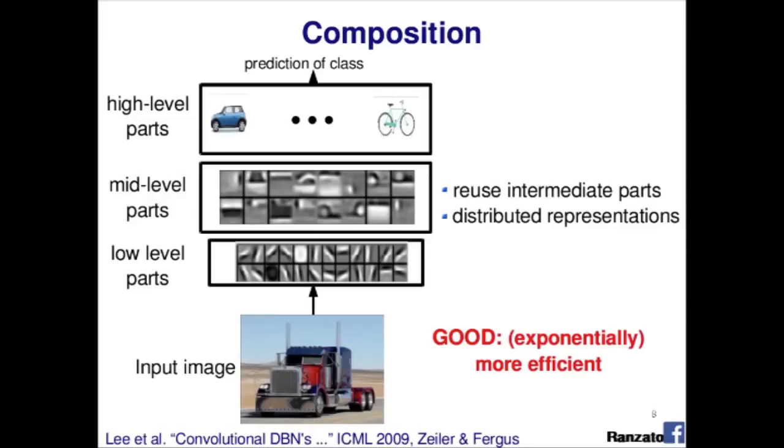And also, there is the concept of sharing. So for instance, here, a wheel can be a part of a car as well as a truck. And so this approach is potentially much more efficient. And this is what we are going to use.